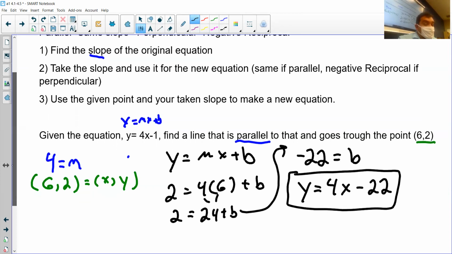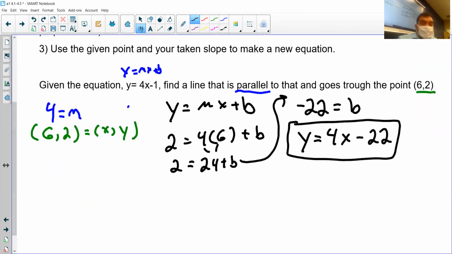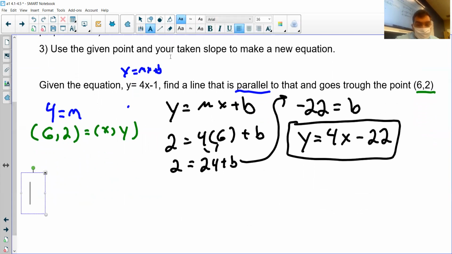No, because you had that for homework. So what we're going to do is do a perpendicular one now. That's fine if you graph it. Yeah, so graph it just like any other equation.